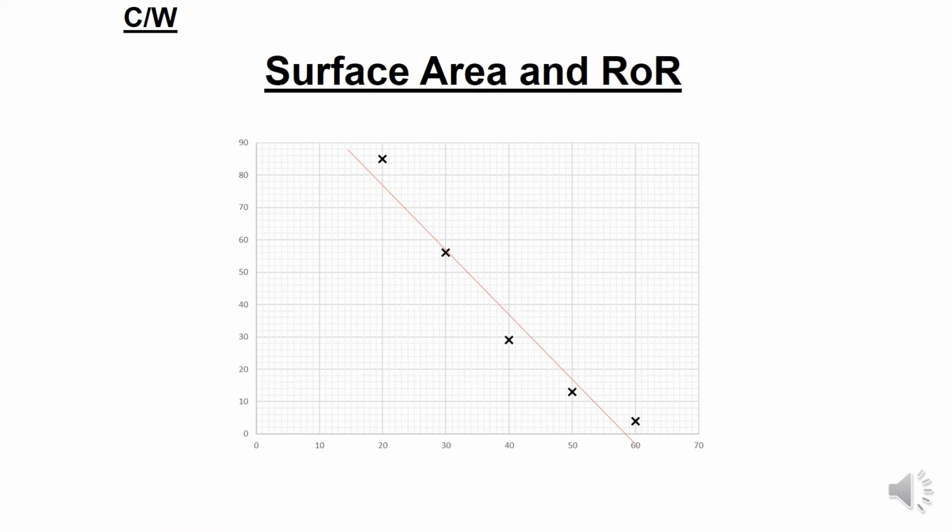Hi Year 10, we're going to go through the next bit of rate of reaction today, which is, as it says on the screen, surface area and rate of reaction. So if you can pause the video to get that date and title written down.